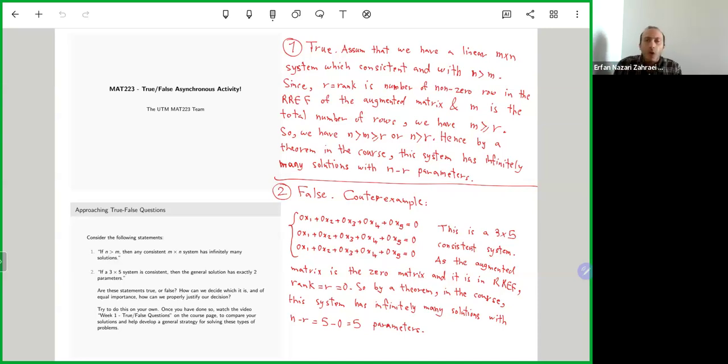But again, try to do many true false questions, and that's the best practice to get fluent in them.